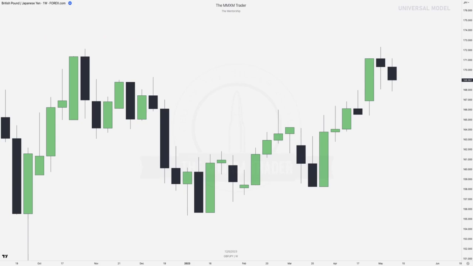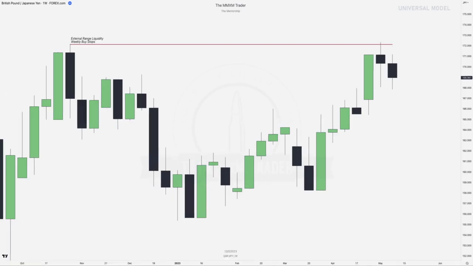We've got this British pound, Japanese yen weekly chart, right? Have a little look, where are we going and where are we coming from? Why? This is the why, right? The long-term perspective. So if you saw that external range liquidity being taken right to the left of here, we've got that external range purge.